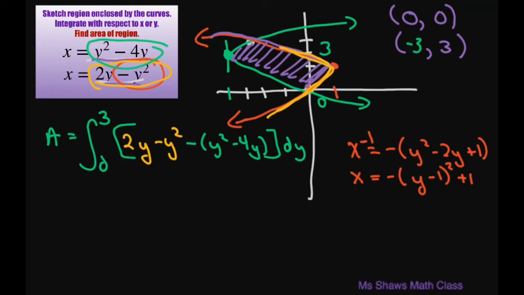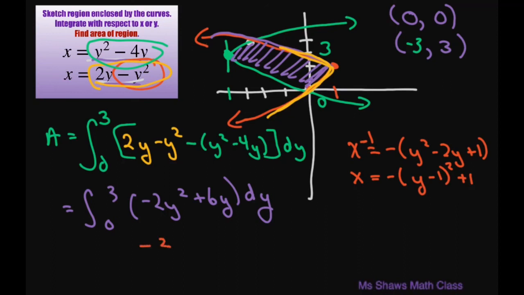Now that we have that, the rest should be kind of easy. Let's see what we get. Let's clean this up a bit. So we're going to get the integral from 0 to 3, and this is going to end up being negative 2y squared plus 6y dy. All right, we're going to integrate that, and that's going to give us negative 2/3 y cubed plus 3y squared, and we're evaluating it from 0 to 3.